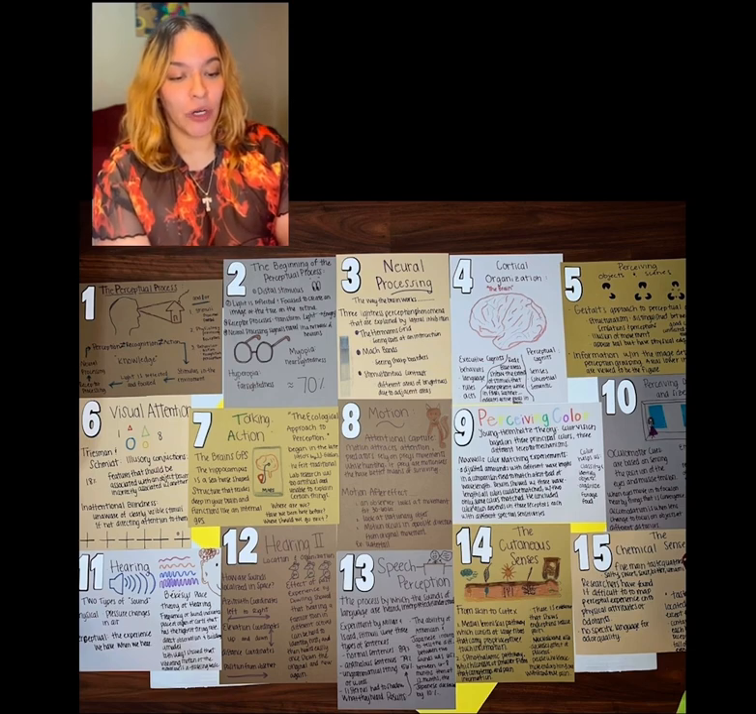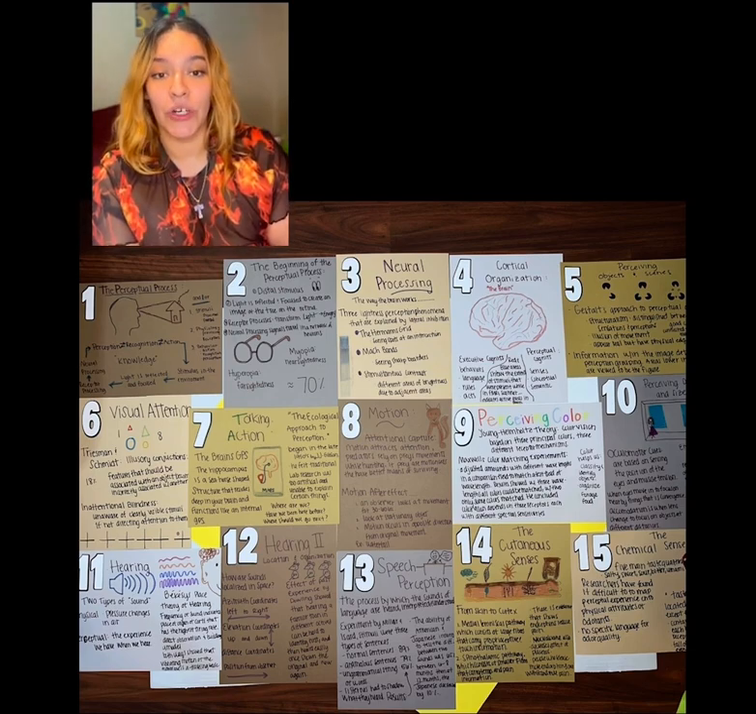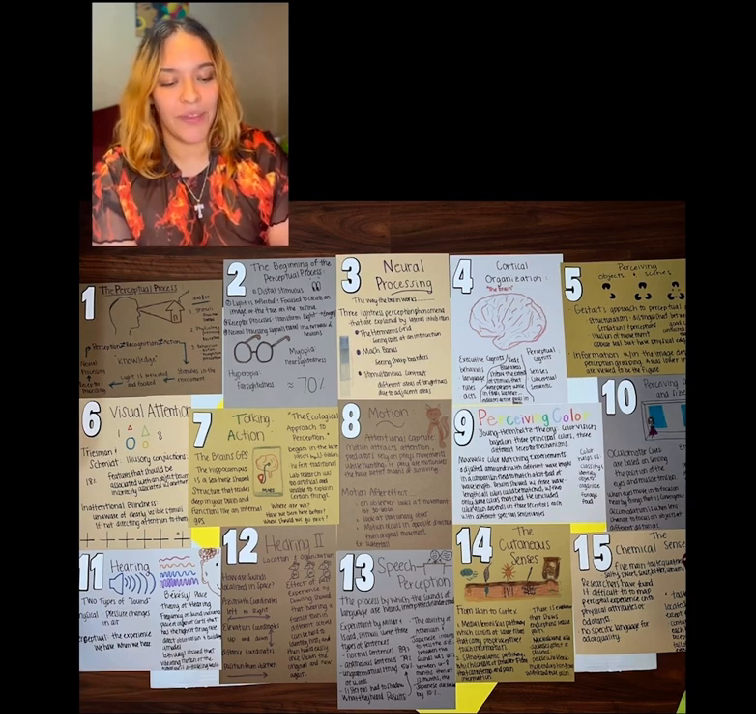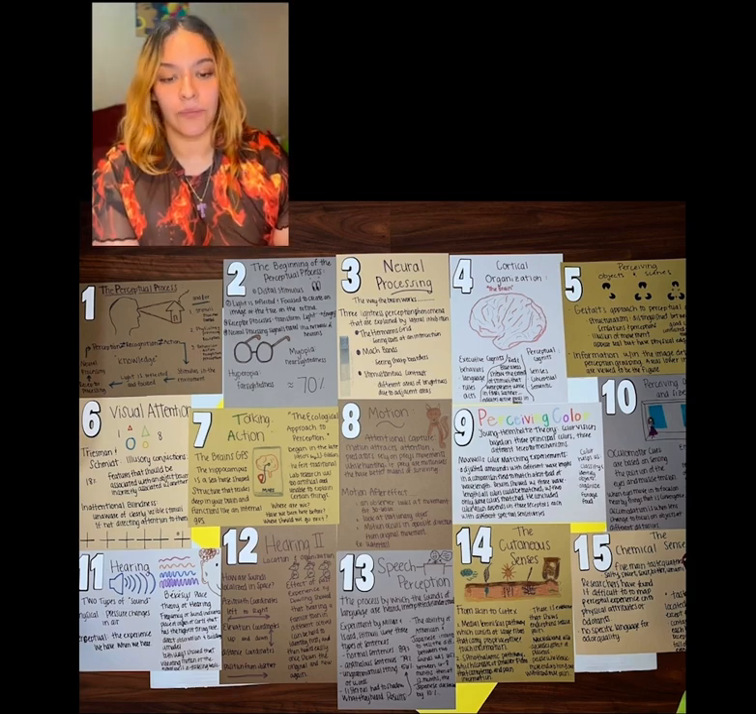Chapter 3, the neural processing. I just talked about the way the brain works and the 3 light perceptions and the phenomena that are explained by the lateral inhibition. And then the Chevreul's illusion.